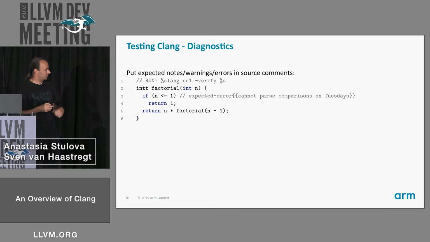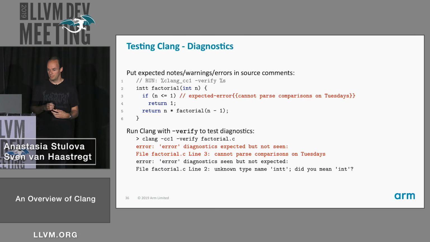So what will happen if we run this through -verify? It's going to report two problems. The first problem is that it's expecting a diagnostic but hasn't seen it, which is the one on line 3 about not being able to parse comparisons on Tuesdays. That's correct, because if you run Clang, it's not going to produce that diagnostic. But you told clang -verify that you want to see this diagnostic, and it's not seeing it, so it reports an error. The other problem was the mistyped return type on line 2. It's saying diagnostic seen, but not expected.